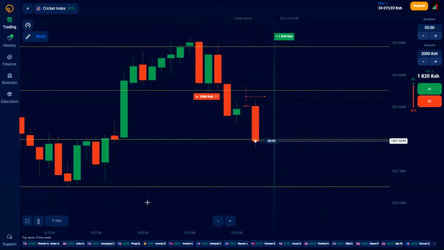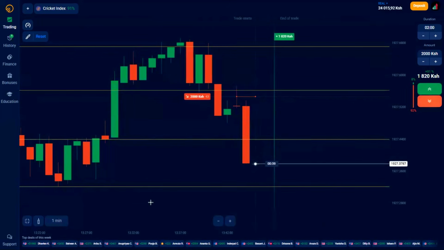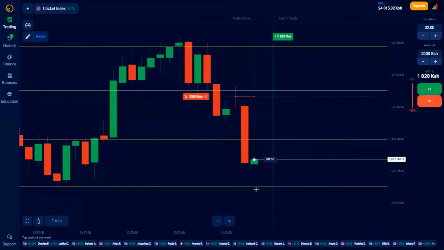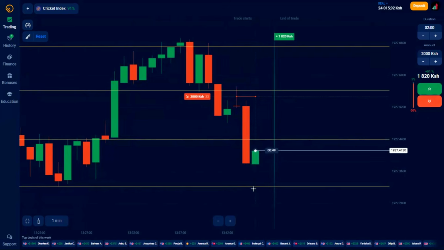So if you understand the market structure very well, you'll be able to know where and when to place your trade. So when it reaches this zone, I'll be expecting a reversal to the upside for a retest. So I can place an up trade when it reaches here. All right. That's another entry. This is a good entry.